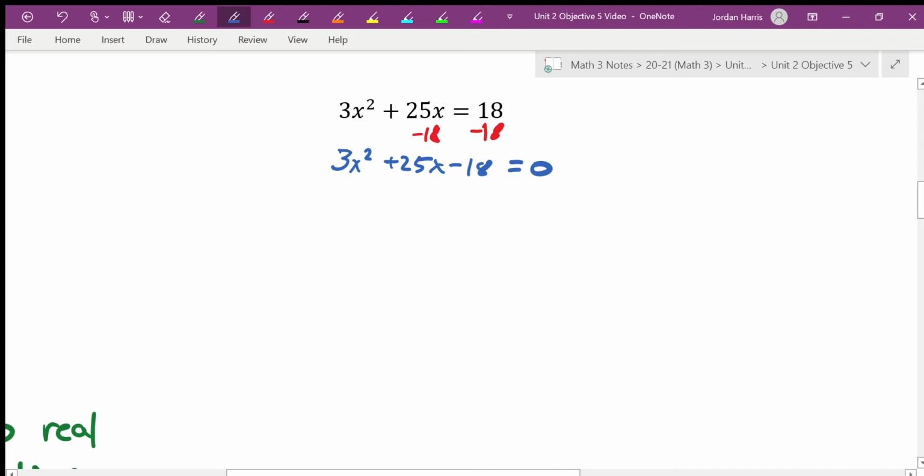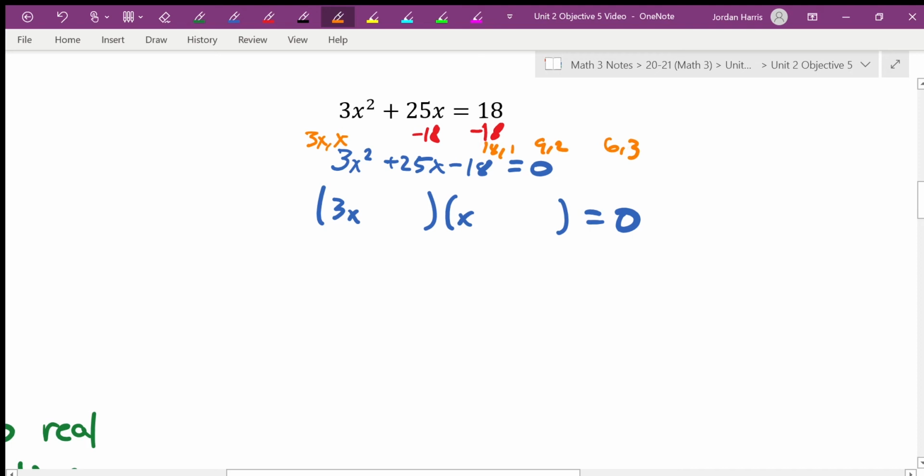Okay, so we look. No GCF. Let's try our normal factoring. So it's 3x and x. So I have 3x and x. Okay, 18 has 18 and 1, 9 and 2, 6 and 3. So I'm going to have to try things.